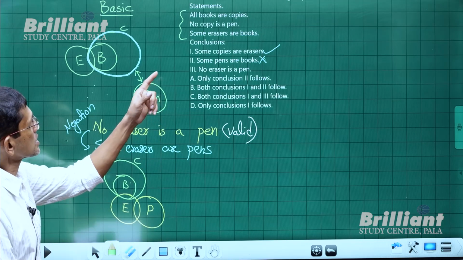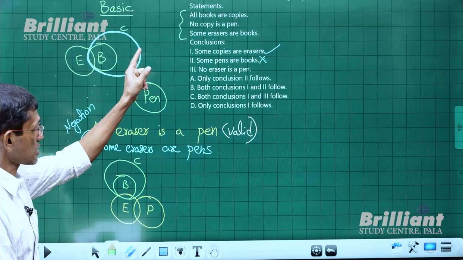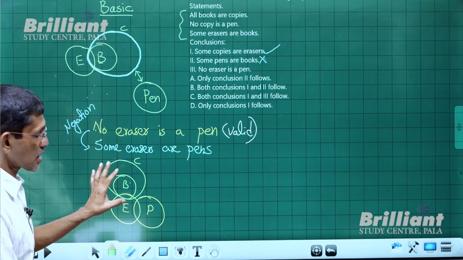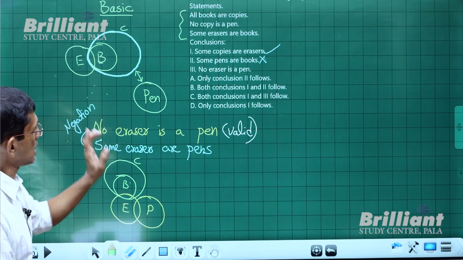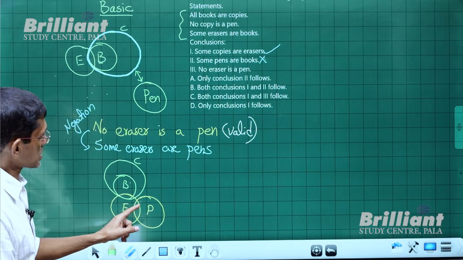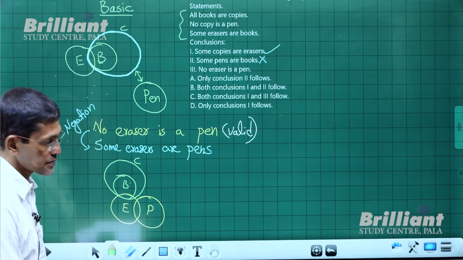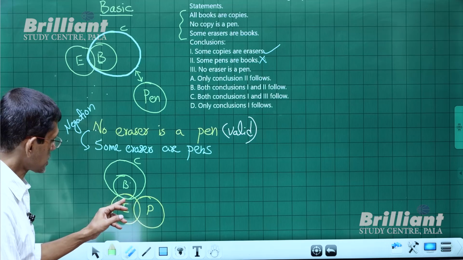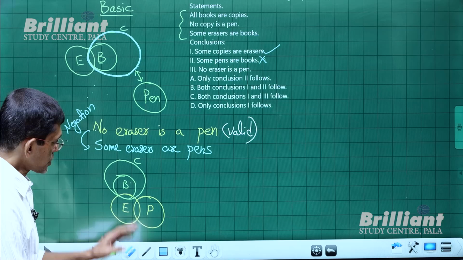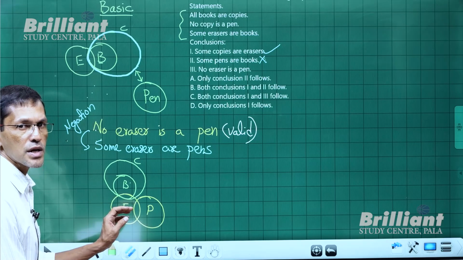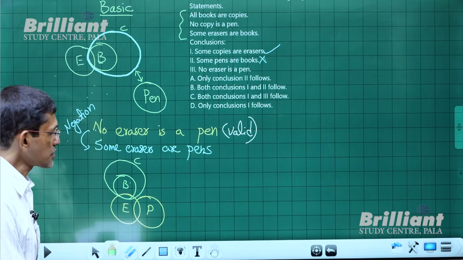And some erasers are books. So, the third statement. We are comparing this new diagram with the statements. First statement, all books are copies. Second statement, no copy is a pen. That's correct. And third statement, some erasers are books. Yes, erasers are intersecting with the books. So this new diagram doesn't contradict the given statements. So in that case, the new diagram exists.